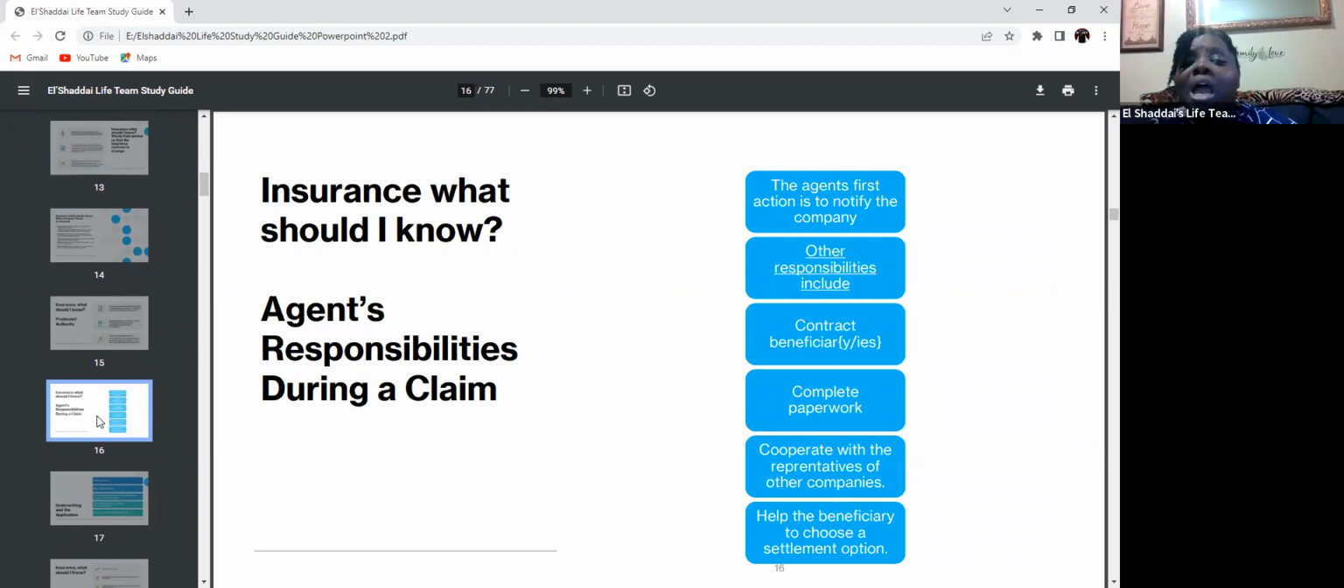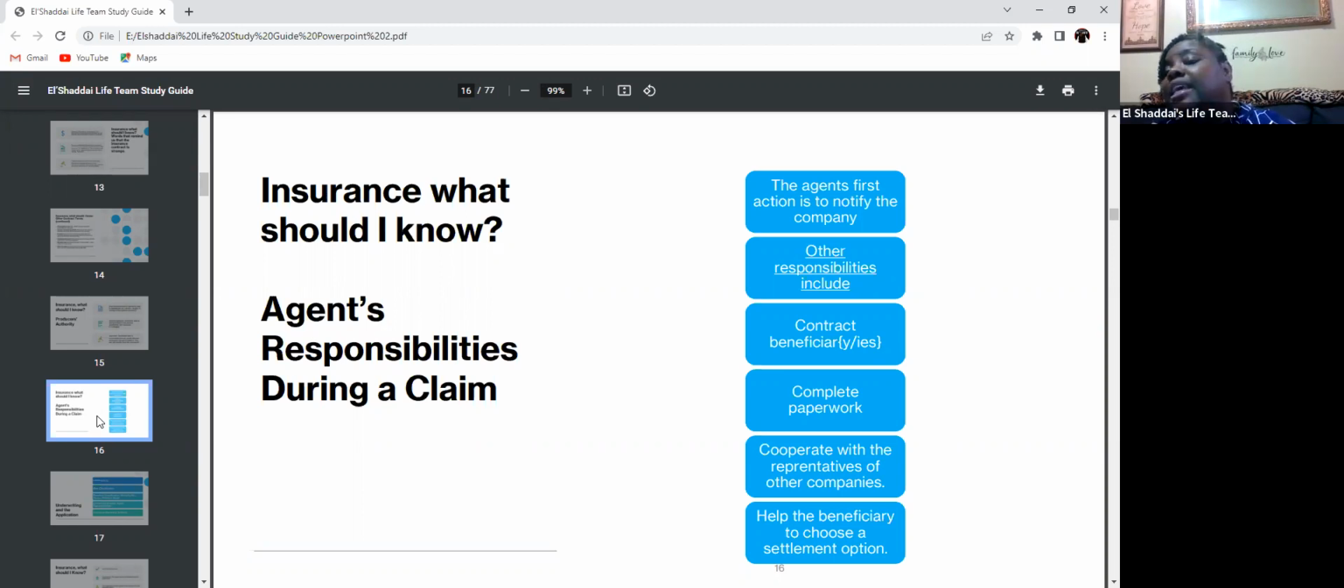Insurance, what should I know? Agent's responsibilities during a claim. You need to know this. What are your responsibilities during a claim? I'm talking about your client just gave you a call and said that their loved one passed away. What are your responsibilities? First and foremost, the agent's first action is to notify the company. Contact the company on the client's behalf, or the company can contact them themselves, but these are your responsibilities.